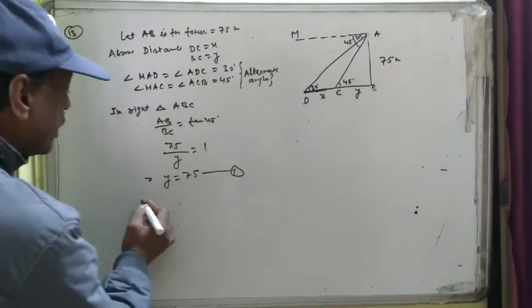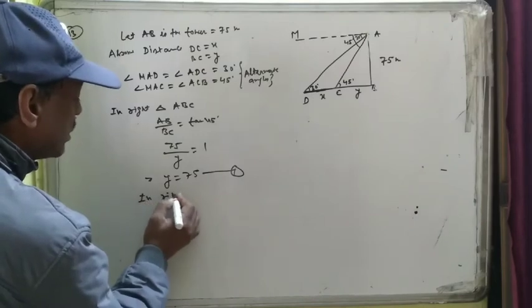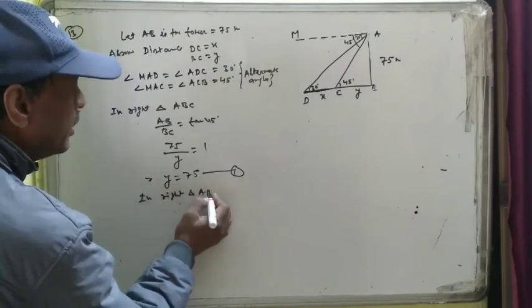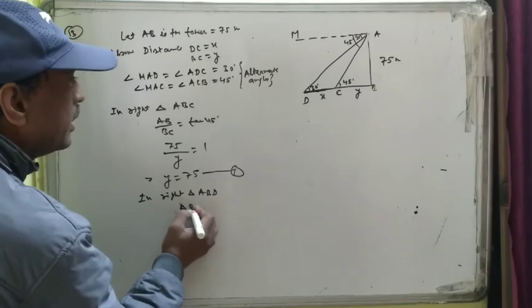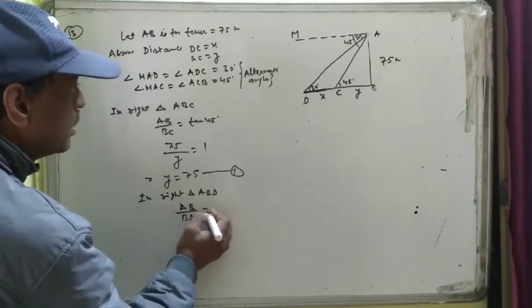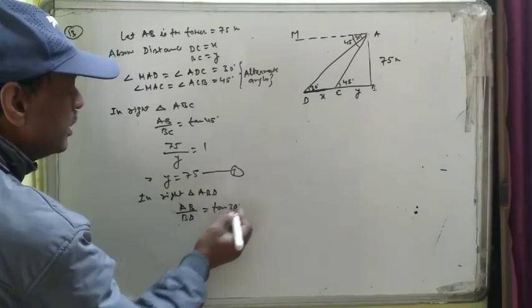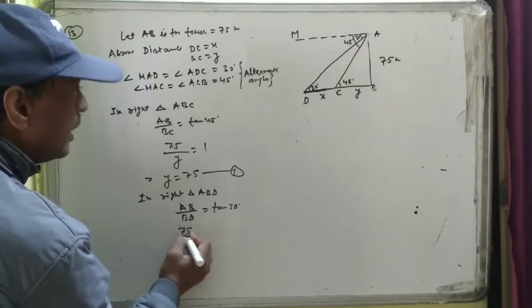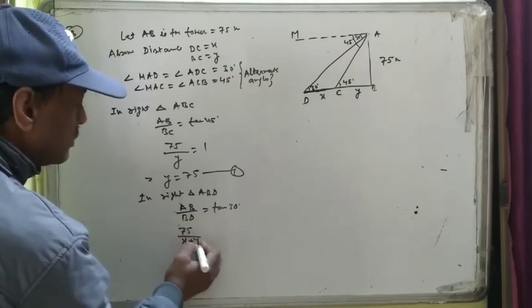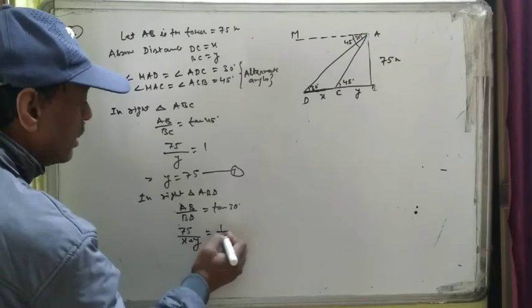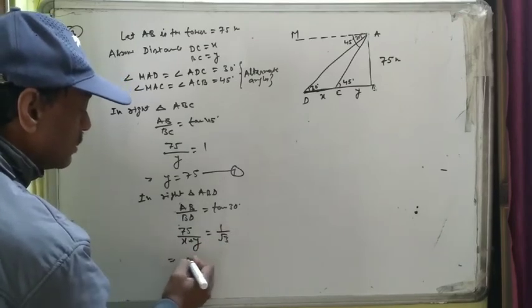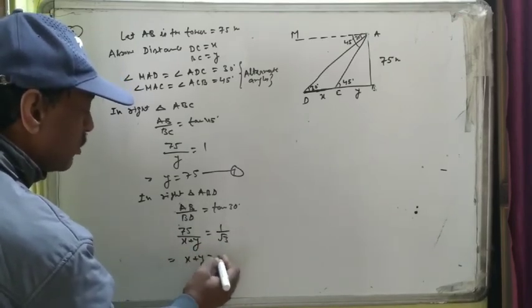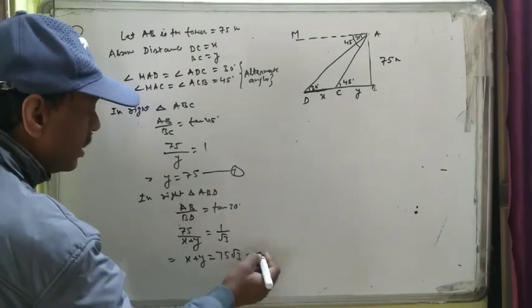Now in the bigger triangle, in right triangle ABD, we may write AB upon BD equal to tan 30 degree. AB is 75. This is x plus y. tan 30 is 1 by root 3. So x plus y equal to 75 root 3, equation number 2.